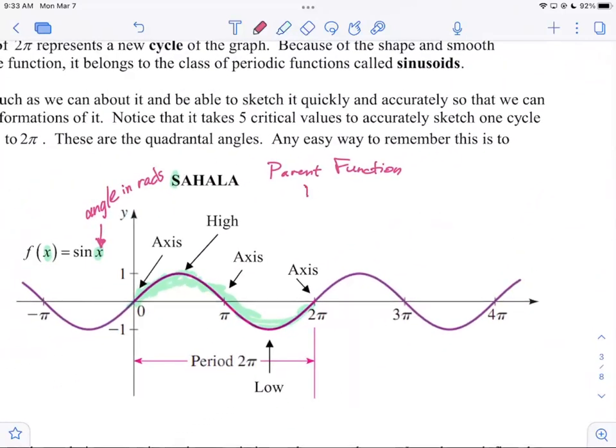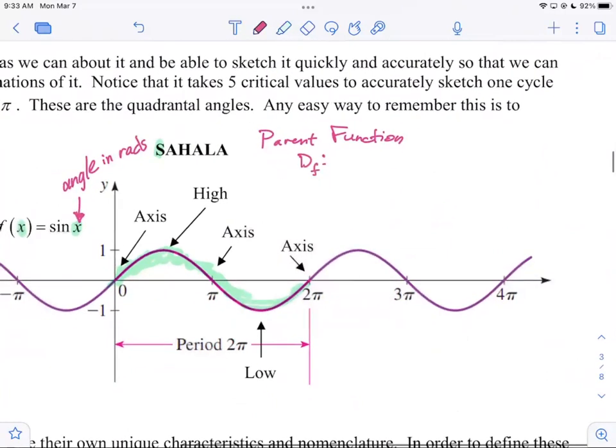Let's talk about the domain. What's the domain of this function? All real numbers, right? And those numbers represent angles, all real angles. So that's what I mentioned earlier, that sine and cosine are the only two that are defined with a hypotenuse in the denominator, which is never 0. So there's no discontinuities here. What is the range of this function? What y values does it take on?